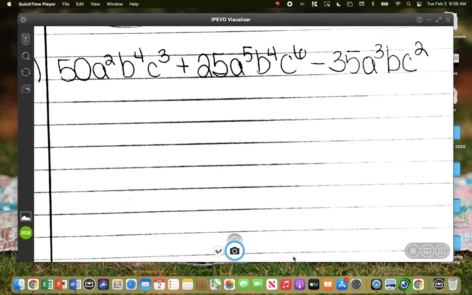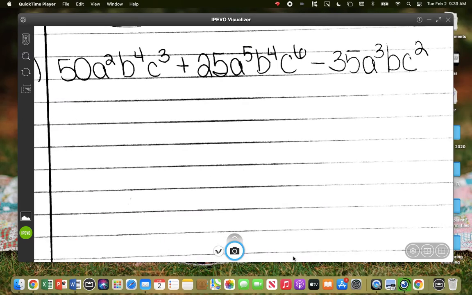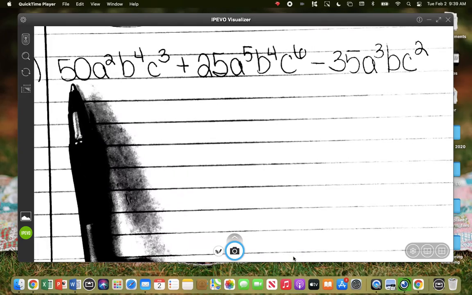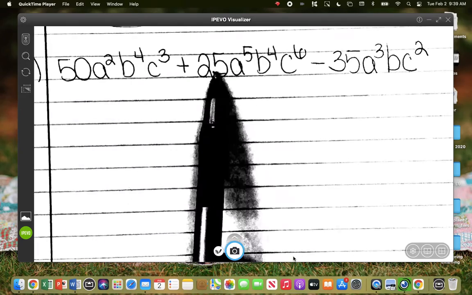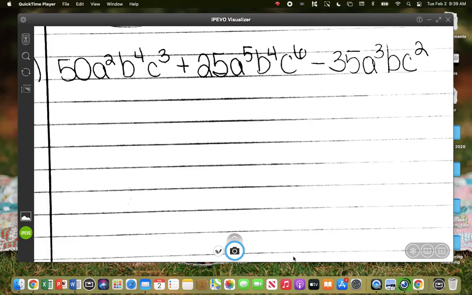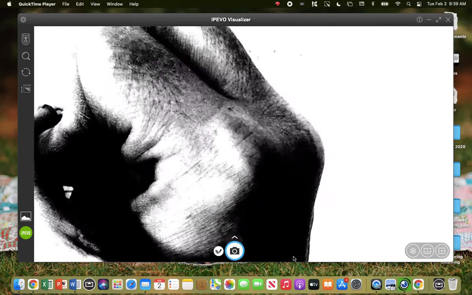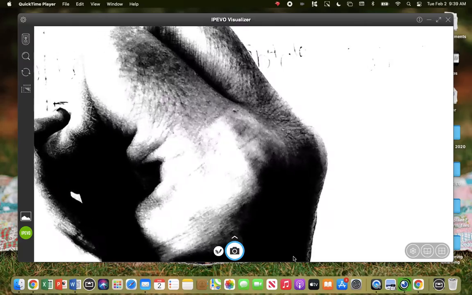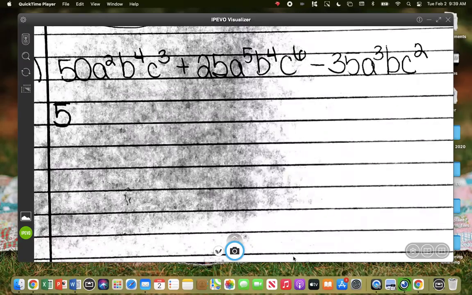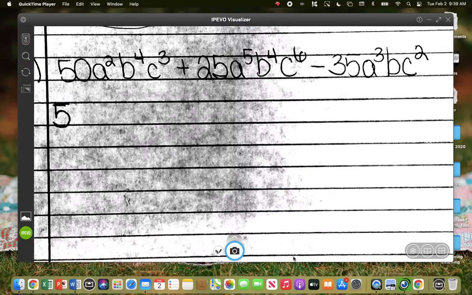All right, on this one, let's look at the numbers first. What's the greatest common factor between 50, 25, and 35? 5. We're gonna take out a 5. All right, now let's look at the variables. We have 3 terms here. Do they all have an A?